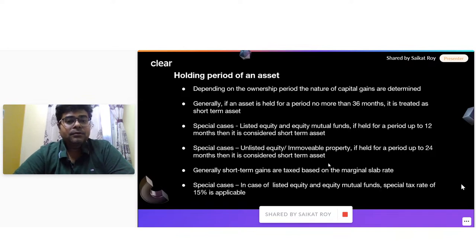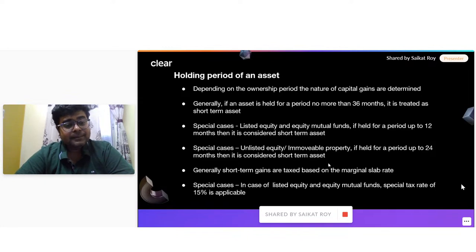Now, normally the short-term capital gains are taxed based on the marginal slab rates, right? So if we are going with the old tax regime, then 5%, then 20%, then 30%, those are the slab rates. So whatever the capital gains are, they will be taxed on the basis of that.